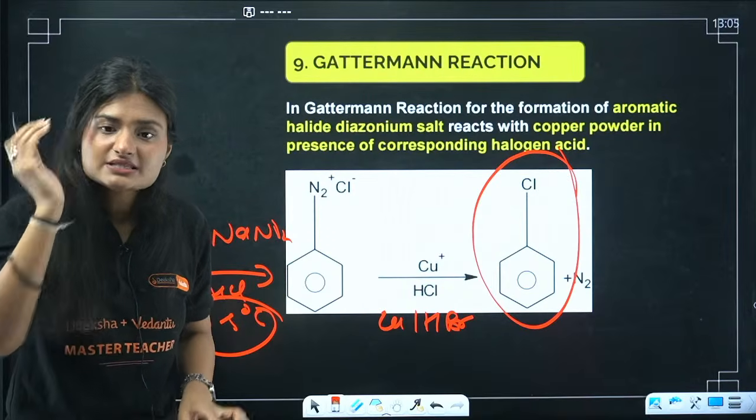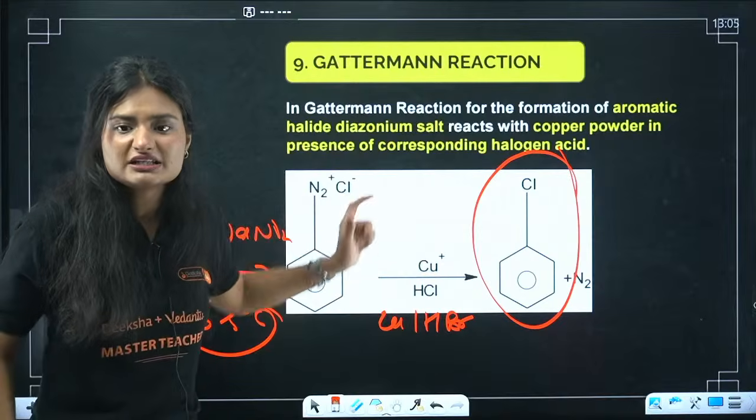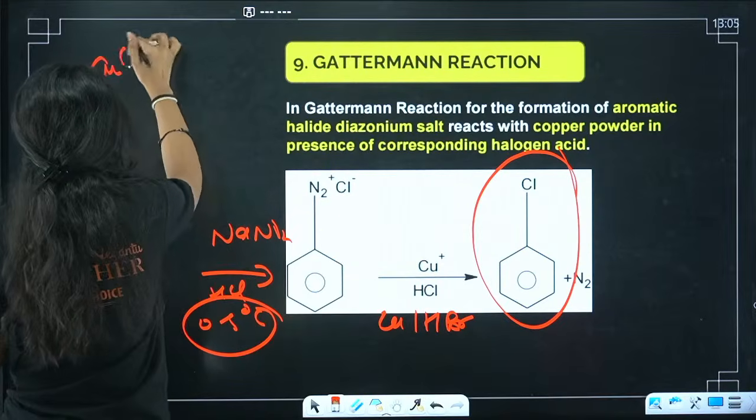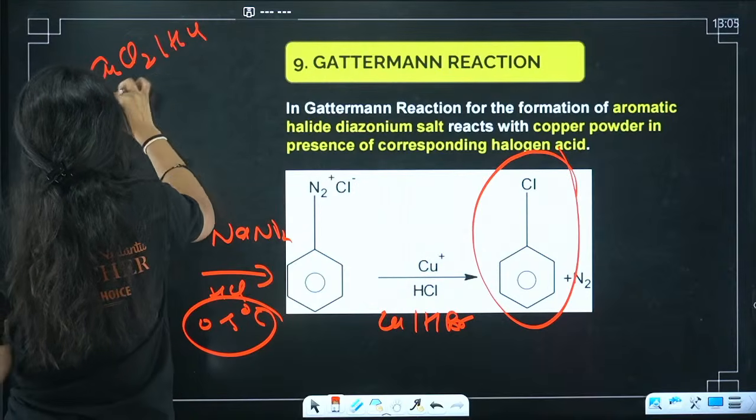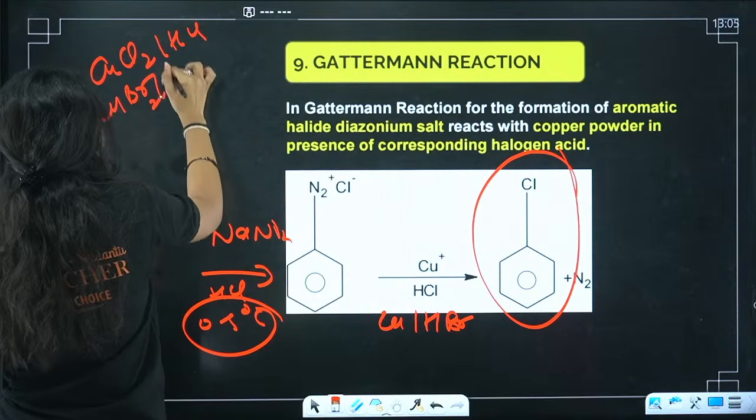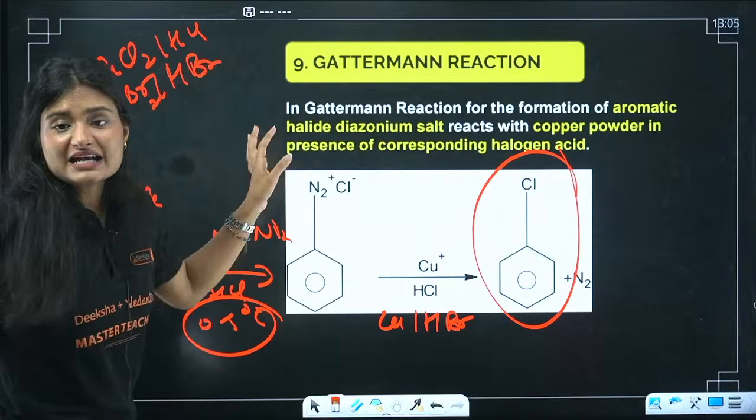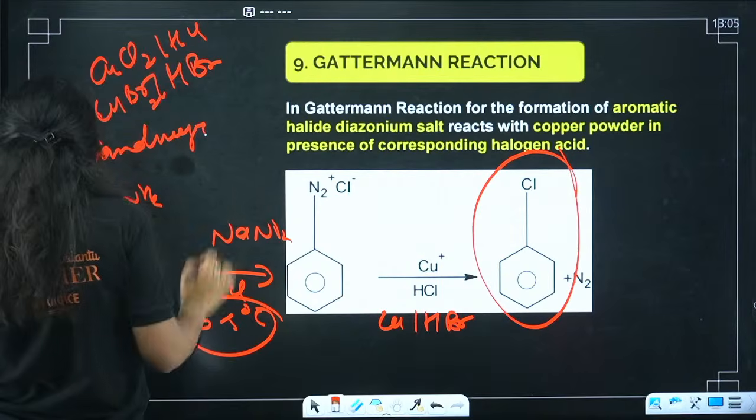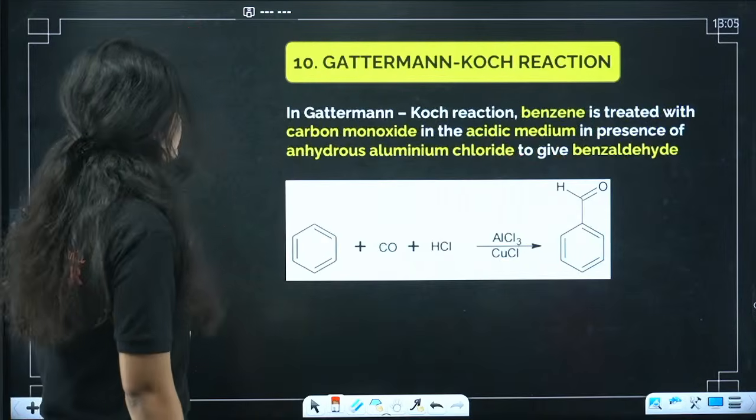Similarly, we have one more reaction, the Sandmeyer reaction. We get the same product, but the reagent is different. In that case, instead of using copper metal, we use a salt of copper, CuCl2 in HCl, CuBr2 in HBr. That is your Sandmeyer reaction. Next is your Gattermann-Koch reaction.